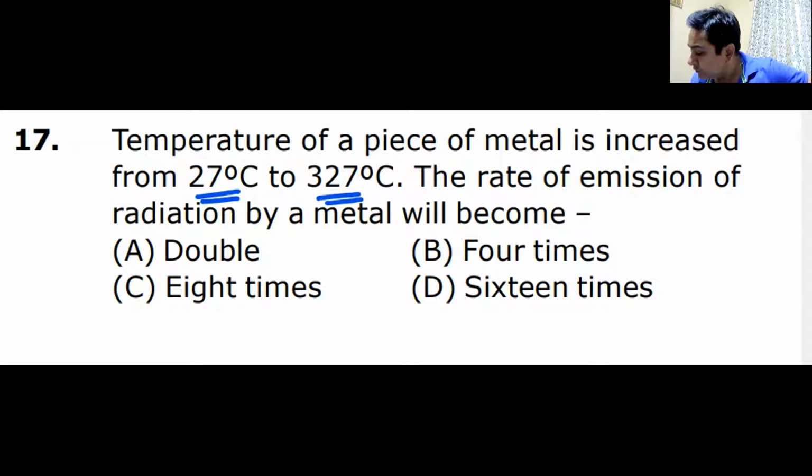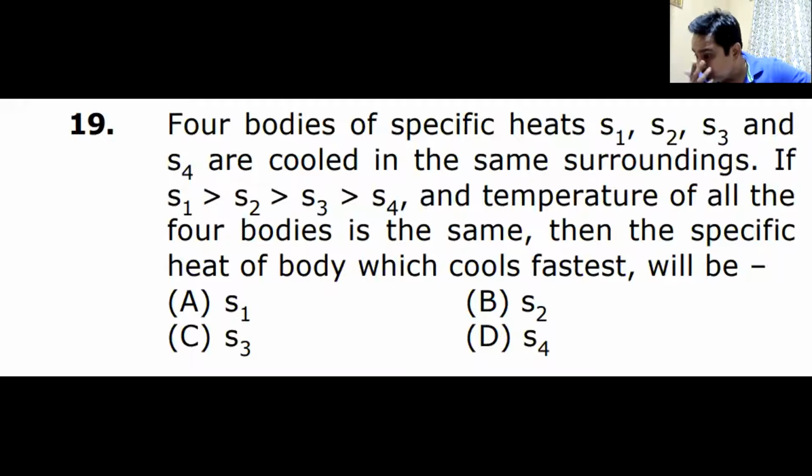Okay, again, as you can see, the number of questions on this particular topic, rate of heat of cooling, is very large. I'll give you one more question. Four bodies of specific heat S1, S2, S3, and S4 are cooled in the same surrounding. If S1 is greater than S2 is greater than S3 is greater than S4 and the temperature of all the four bodies is the same, then the specific heat of the body which cools the fastest is, and I'm waiting for your answers.